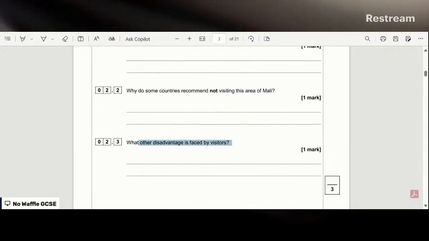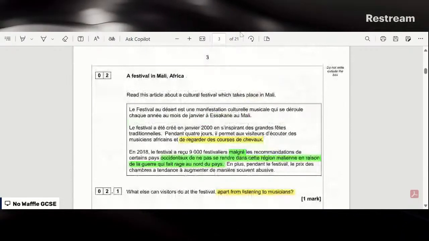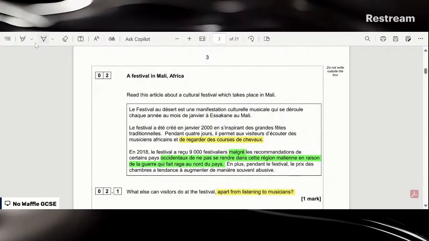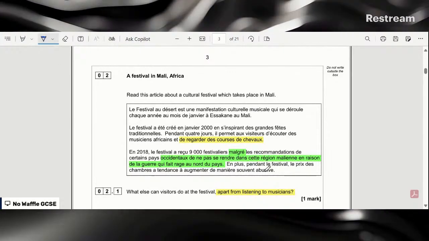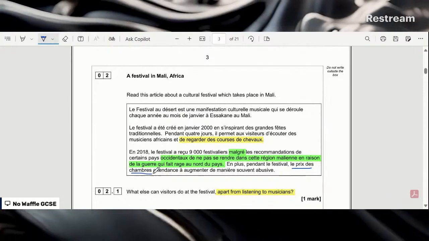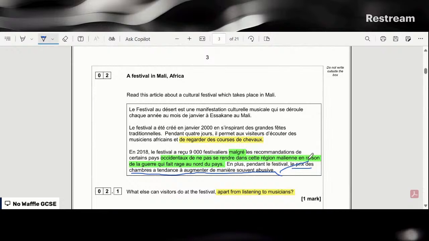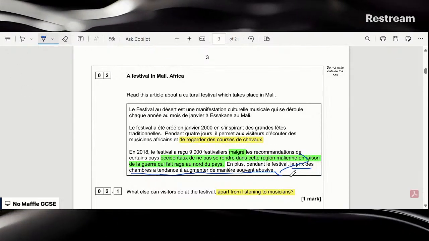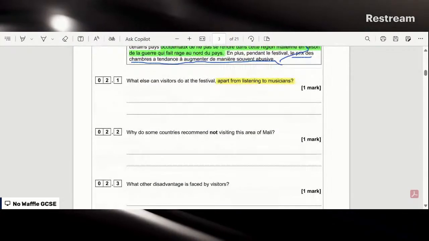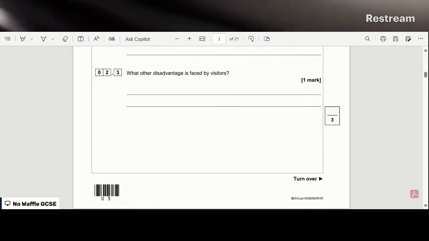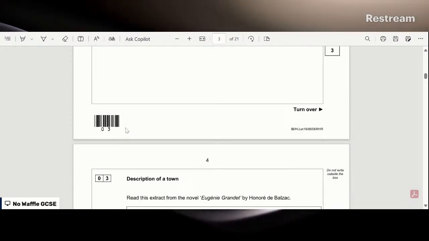What other disadvantage is faced by visitors? So we can see here, en plus, pendant le festival, en plus, during the festival, le prix des chambres a tendance à augmenter de manière souvent abusive. So the prices during the festival tend to increase whilst you are having your stay there until it gets to a point where it's just trying to abuse the fact that there's tourism. So you can talk about the price of the hotel rooms.